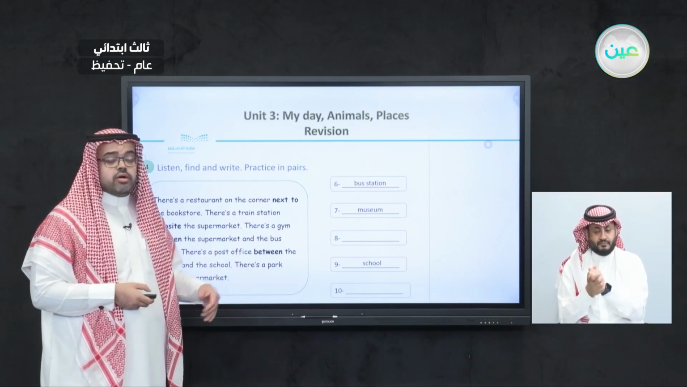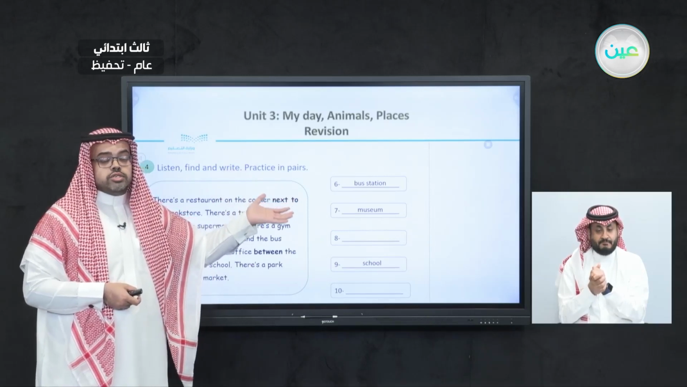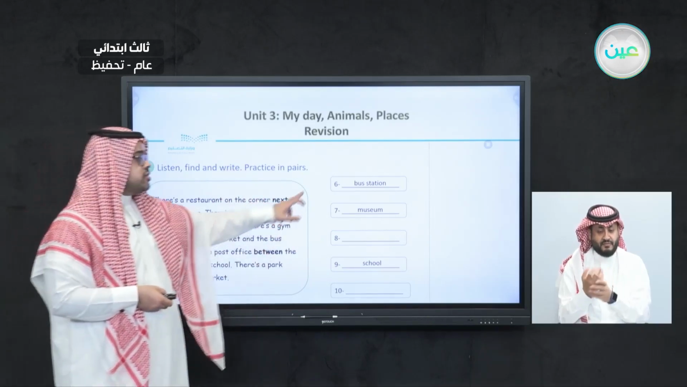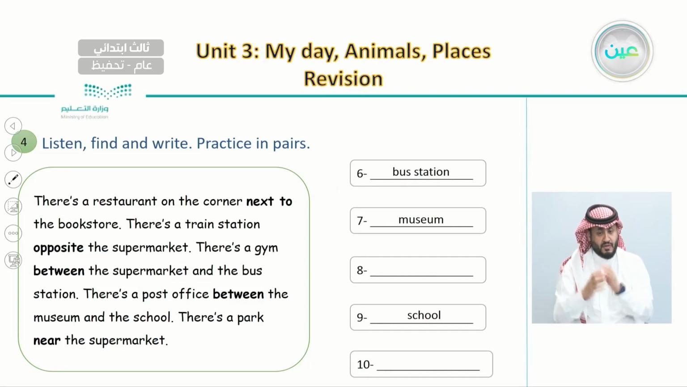Here, the second part, we have information already existed, which is that number 6 is a bus station and number 7 is a museum. Let's continue to read so we can figure out what are the remaining 2 places. So, there is a post office between the museum and the school.